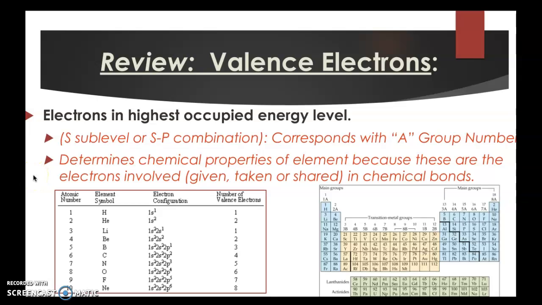The reason we talk about valence electrons a lot is because chemistry is mostly about valence electrons. They are the electrons that are involved in making chemical bonds. So they're the electrons that are either transferred or shared when chemical bonds are formed.